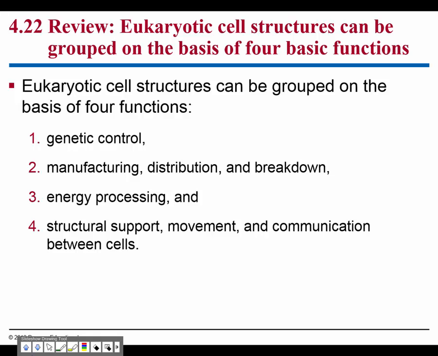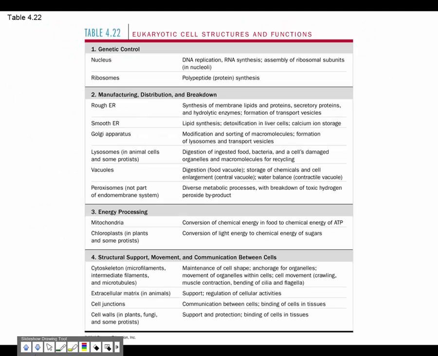Eukaryotic cells, here's a quick overview of what we just did. Eukaryotic cell structures can be grouped by genetic control, manufacturing, distribution and breakdown, energy processing, and structural support. So blueprints, manufacturing what the blueprints say, distributing, or breaking down materials so you can make more, the energy processing with the mitochondria, and structural support, movement, and communication between parts.